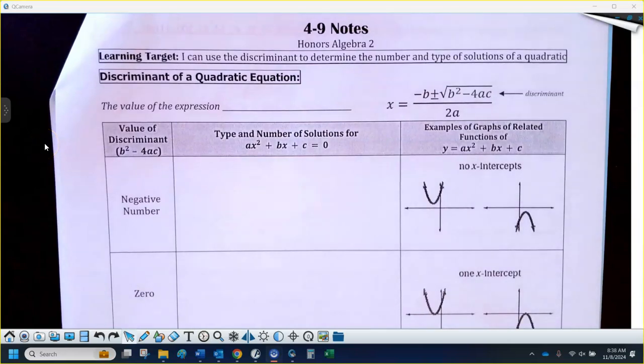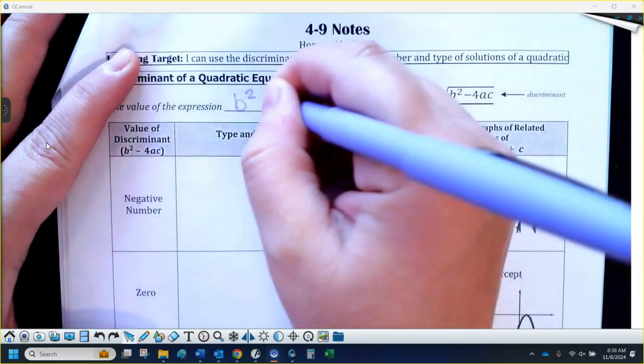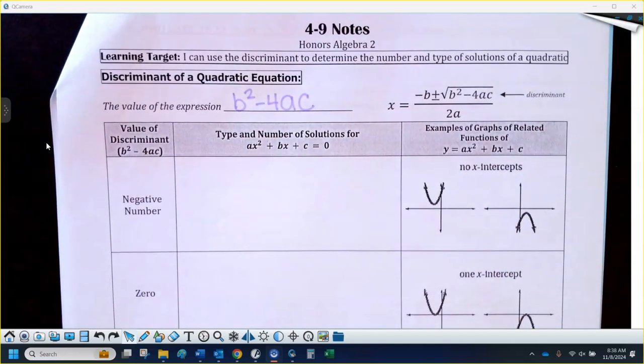The discriminant is extremely helpful to determine how many solutions your quadratic has and also what type. So we're going to talk about that here at the top. The discriminant is actually within the quadratic formula. It is the b squared minus 4ac that's under the square root, but it does not include the square root.